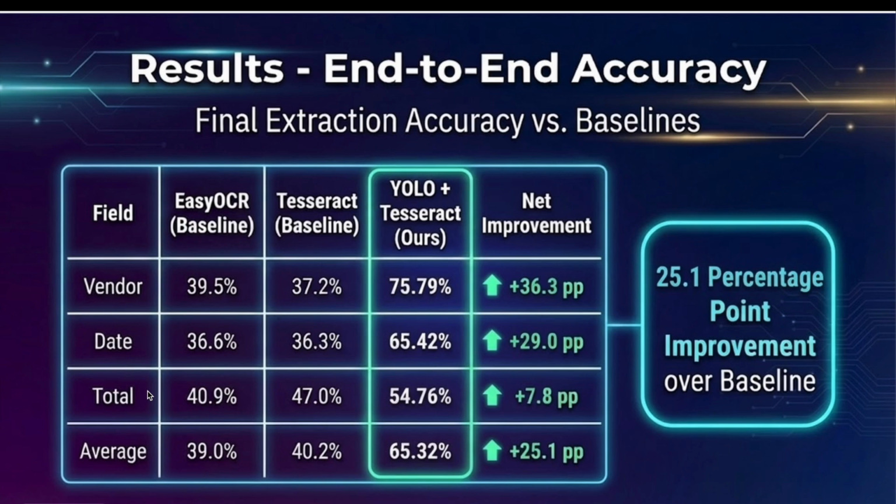Total extraction showed the smallest gain, 7.8% points from 47% to 54.76%. This is interesting and important. While we still improved, the smaller gain tells us something. The challenge for total extraction isn't primarily visual, it's semantic. Here is what I mean.